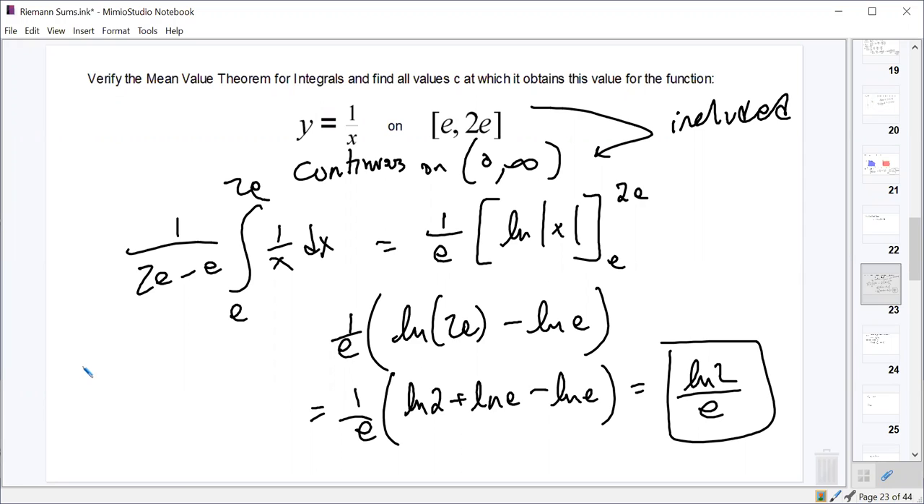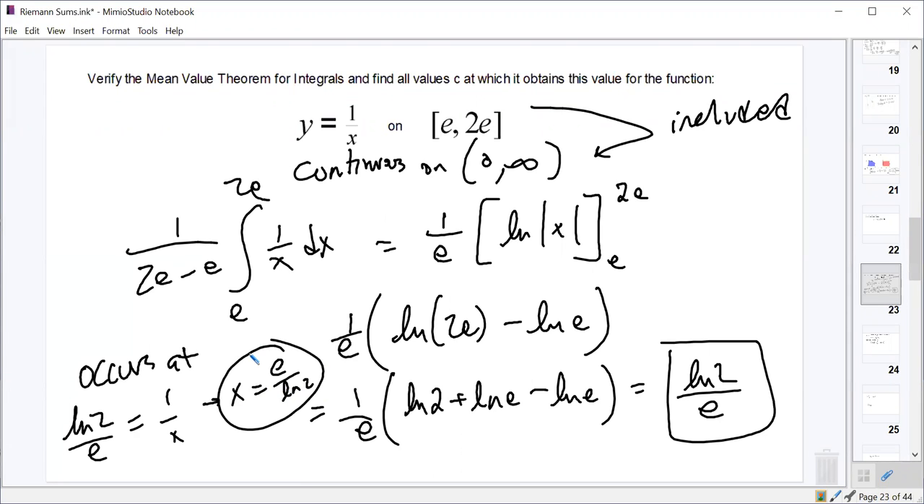So that's the y value, and we would say that it occurs at, well, natural log of 2 over e equals 1 over x. That'd be at x equals e over ln 2. So the average value is natural log of 2 over e, and it occurs at e over the natural log of 2. Good or no?